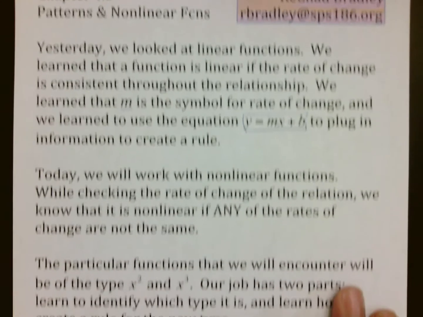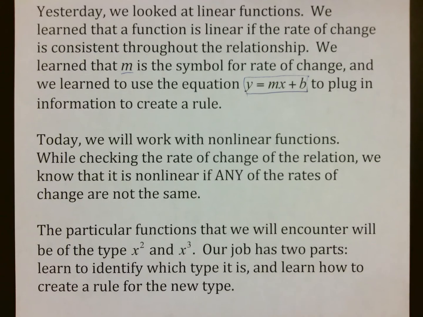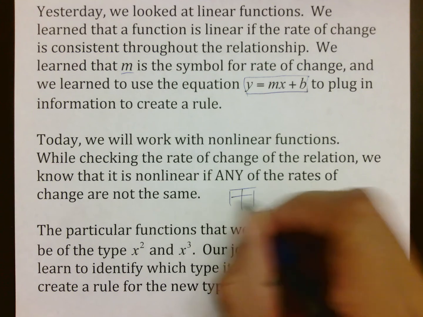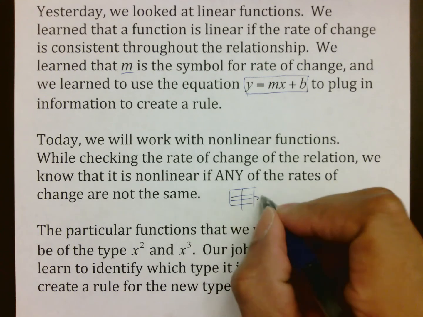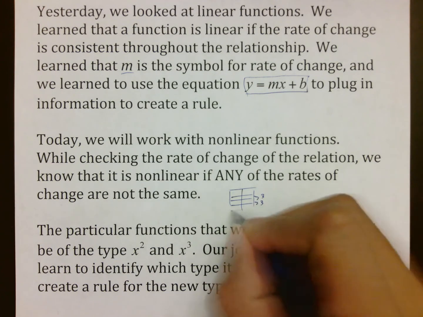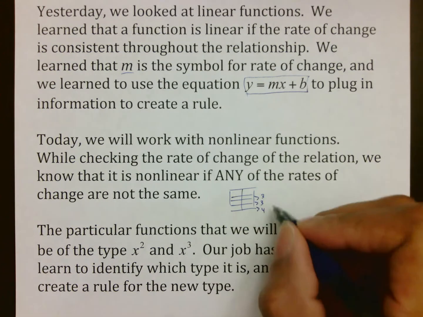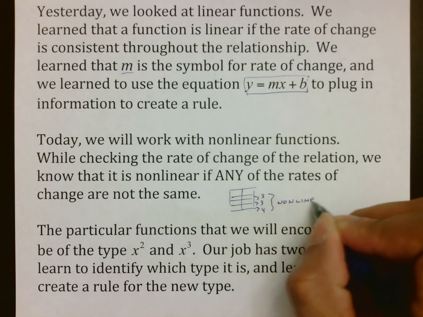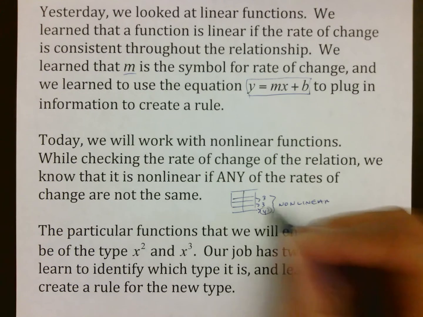Today what we're going to do is work with nonlinear functions. While checking the rate of change of the relation, we know that it's nonlinear if any of the rates of change are not the same. So when you go to check your table and you see that the difference between these is 3 and the difference between these is 3 and the difference between these is 4, that represents nonlinear because one of those numbers is different.